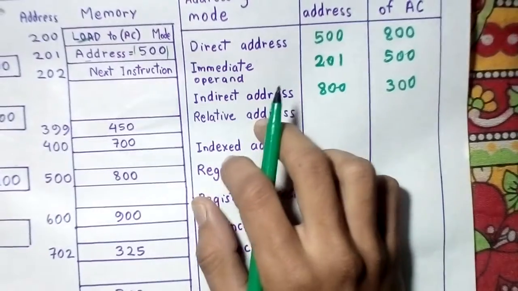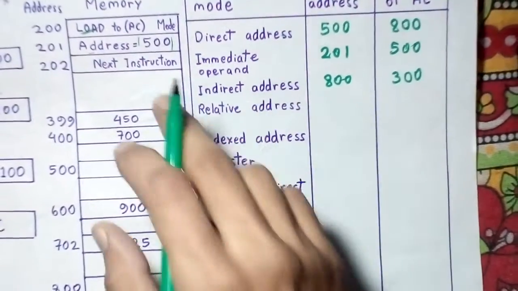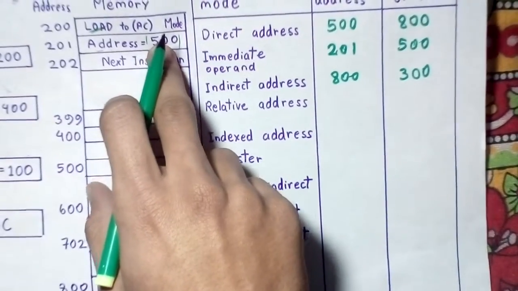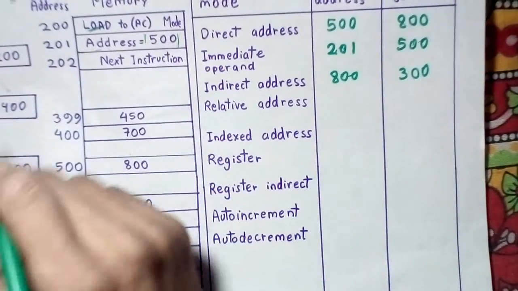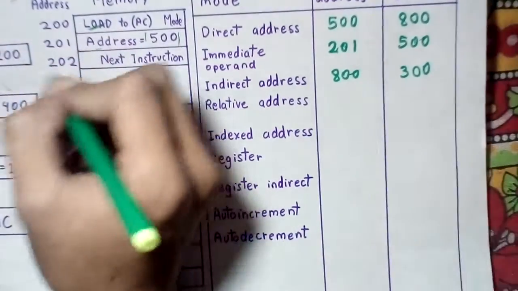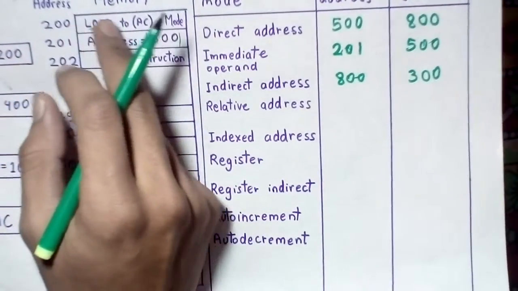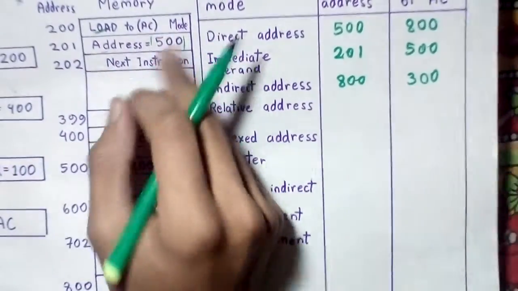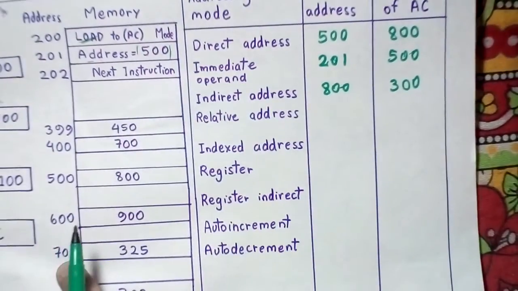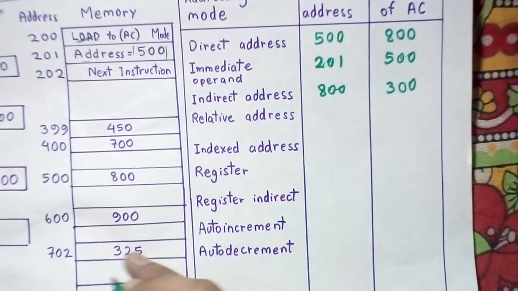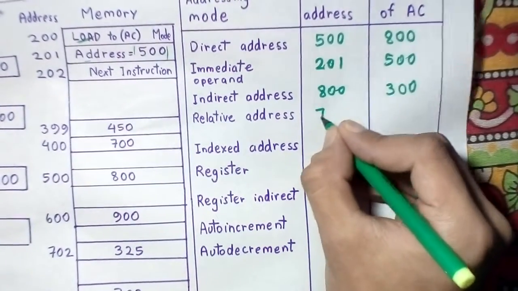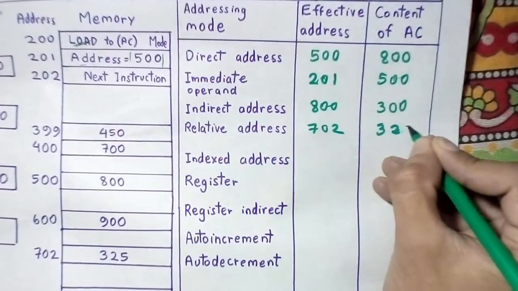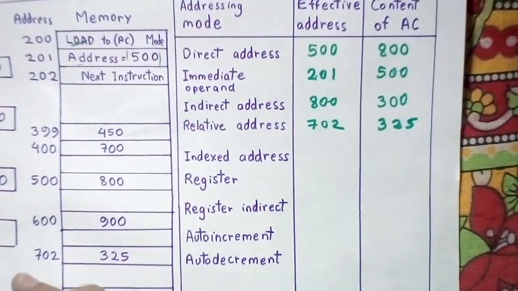Now relative address. In relative address, whatever value is there in 500, we have to add it with the value of the program counter. The program counter's value is actually 202. This was the value after the instruction was fetched. 202 plus 500 we have to add in relative address, so it will be 702. In this we will find the operand. 702 is the effective address, and the value is 325. 325 will be loaded to AC.